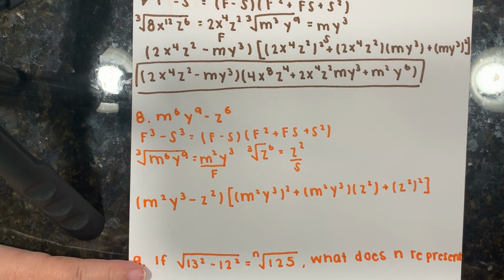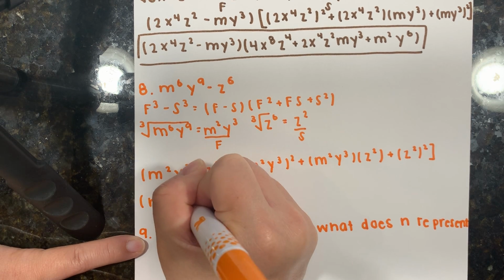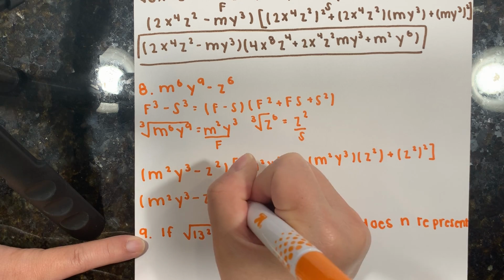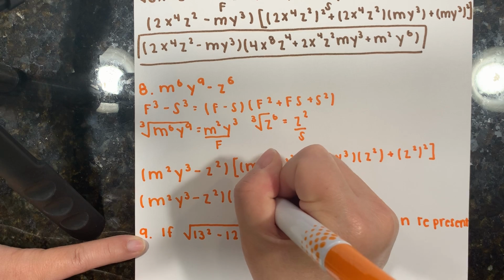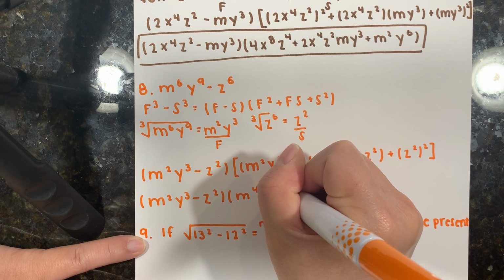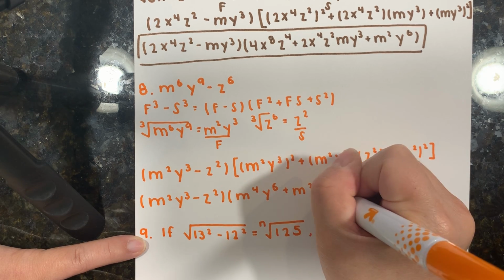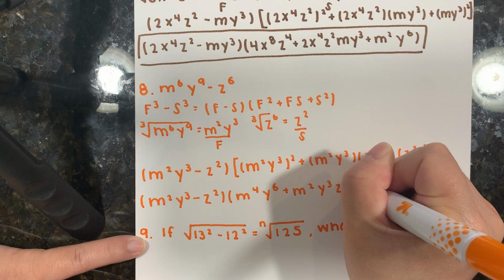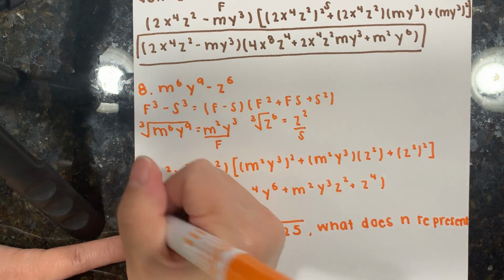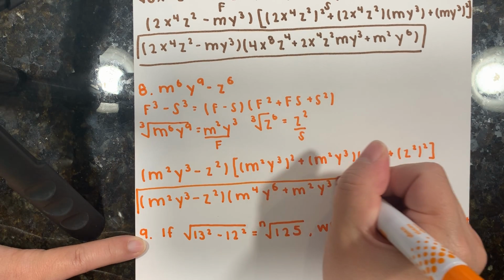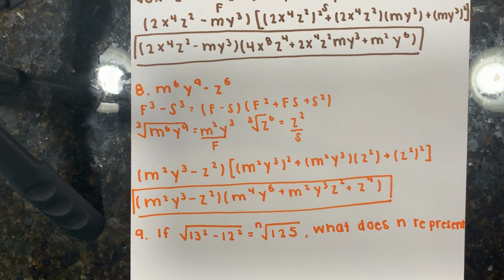And your last step is just to simplify that. Leave your left parenthesis as is. Your second parentheses, you have to square the first term. So m squared squared would be m to the 4th. Y cubed squared would be y to the 6th. Just multiply that out. So m squared y cubed z squared plus z to the 4th. Oops, I kind of cut off some of the answers, but that would be number 8.